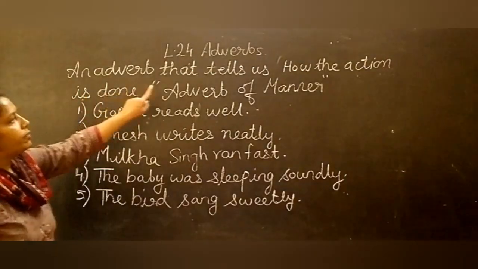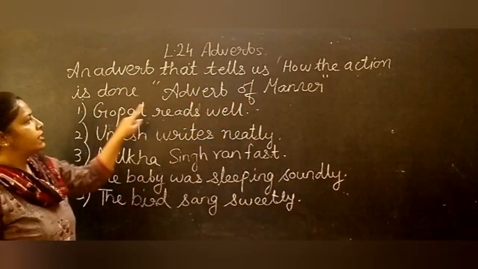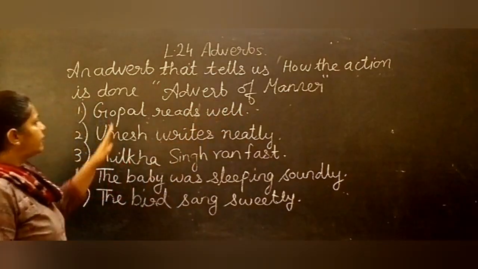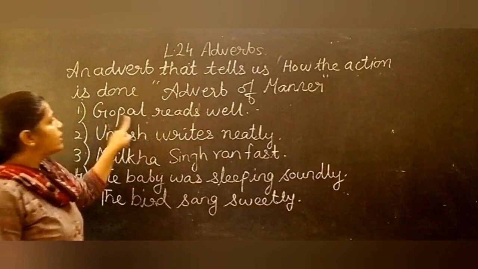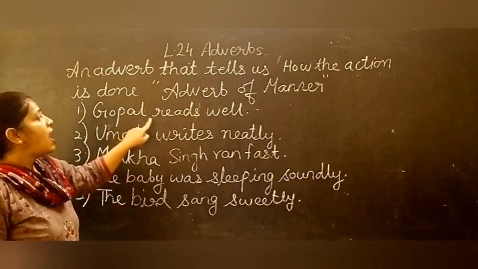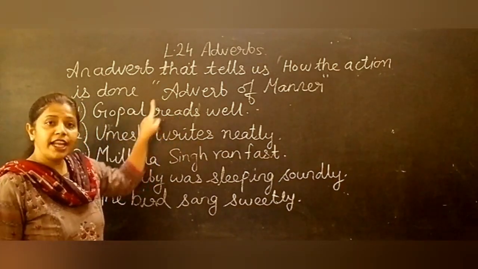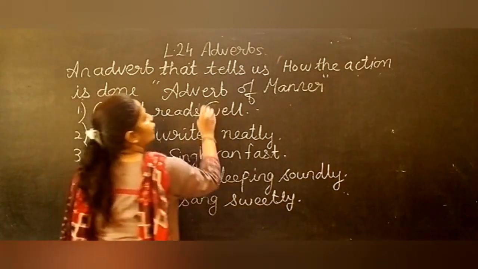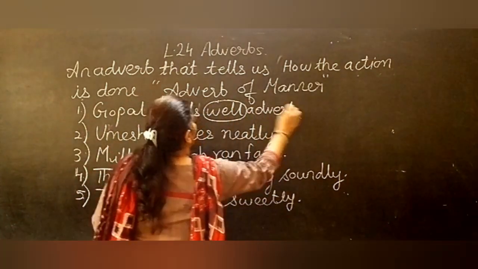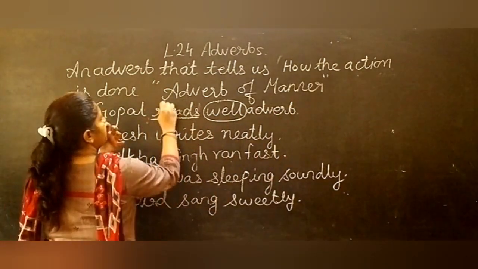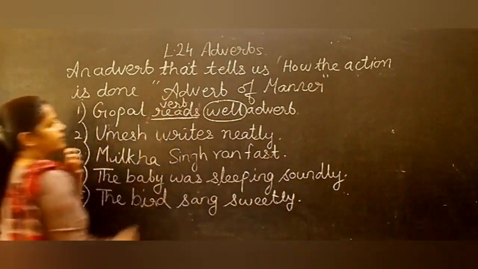Children, an adverb that tells us how the action is done is called adverb of manner. Let us see in these examples. Gopal reads well. How does Gopal read? How is the action of reading done? Well. So well is our adverb. And the action, that is our verb, is reads.